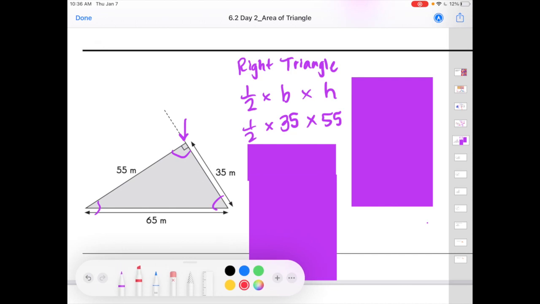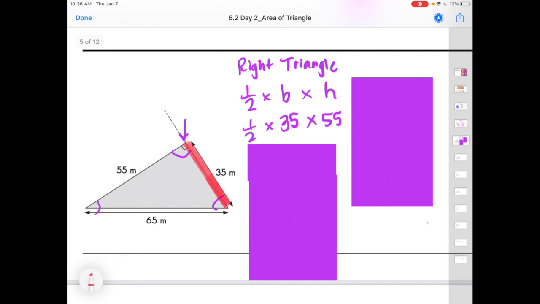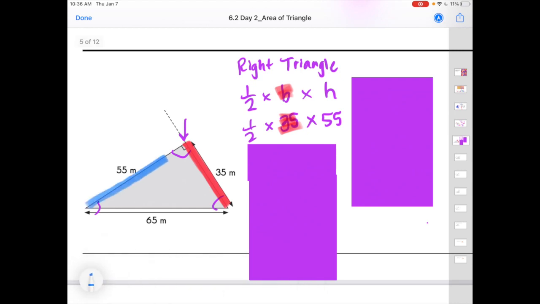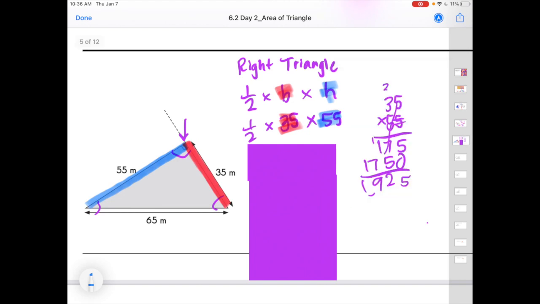So when you were looking at this triangle, hopefully you saw that the base had to be 35 because the height, which has to form a perpendicular line with the base, so there's the length that has the right angle, so the height was 55. So when we multiply 35 times 55, we get 1,925.